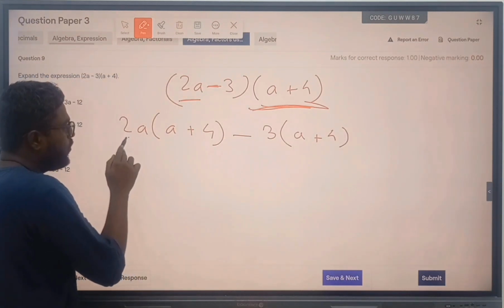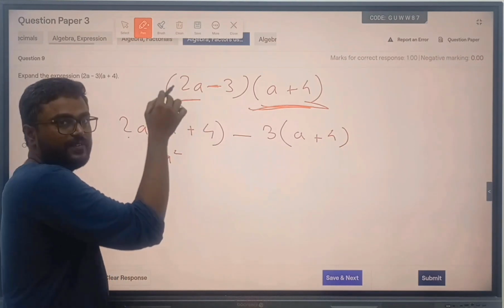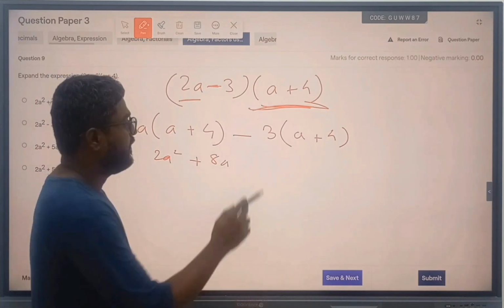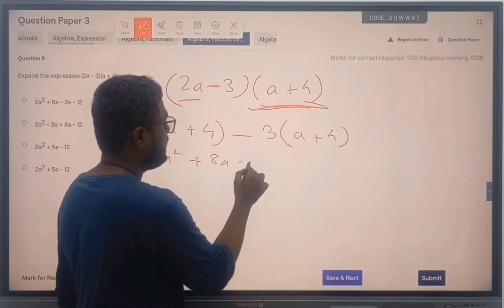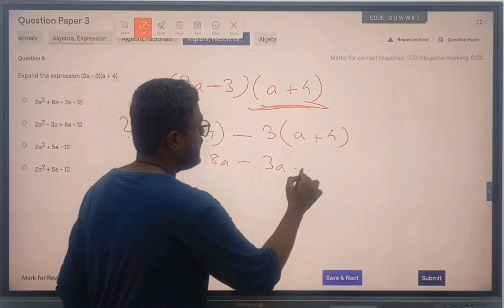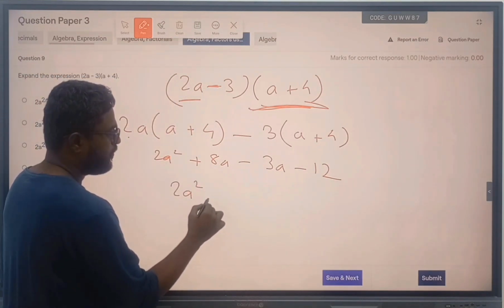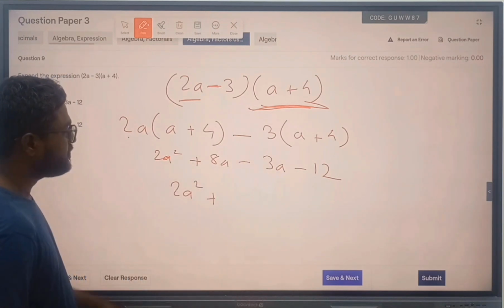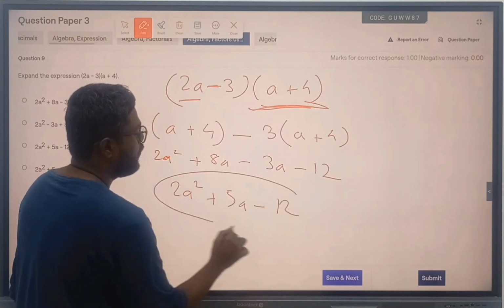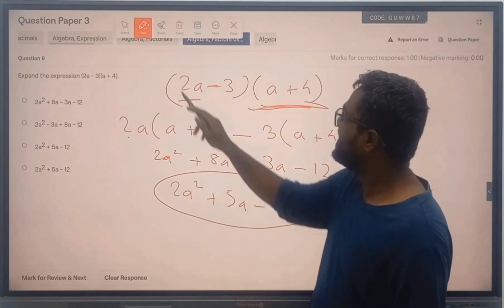Let's solve it now. 2a times a is 2a square. 2a times 4 is 8a. Now here there is a negative sign. Negative 3 times a is negative 3a. Negative 3 times positive 4 is negative 12. So what do we have? 2a square plus 8a minus 3a is 5a, minus 12. So this is our final answer. Now, with that, let's move on to the next question.